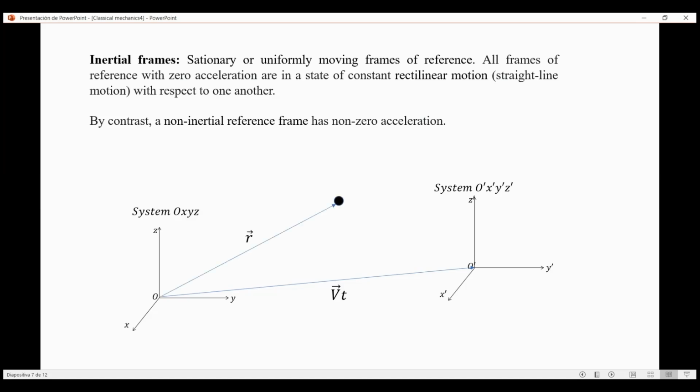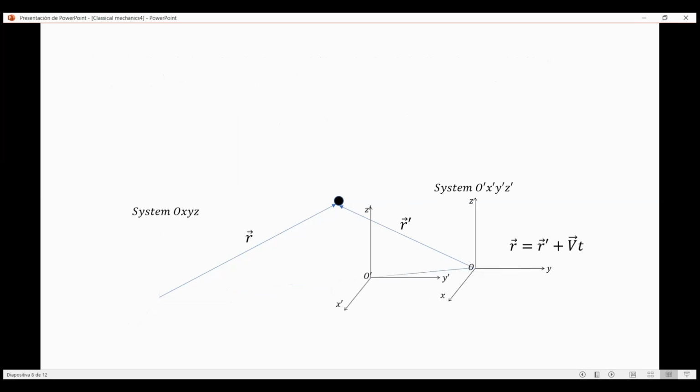A single particle in space has position r referred to system O, X, Y, Z and position vector r prime referred to system O prime, X prime, Y prime, Z prime. By the sum of vectors rule, it is very easy to see that the two position vectors relate to each other by r equals r prime plus vt. This is known as a Galileo transformation, but this is completely analogous to this situation here.